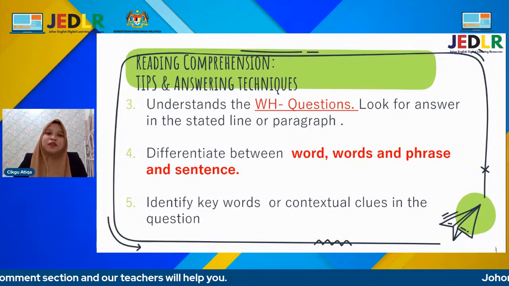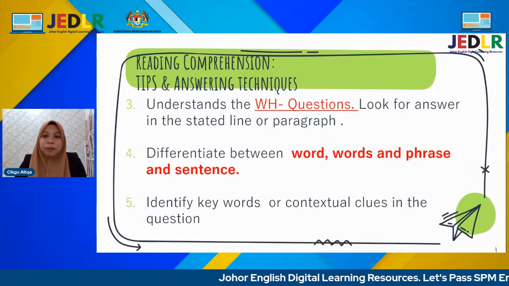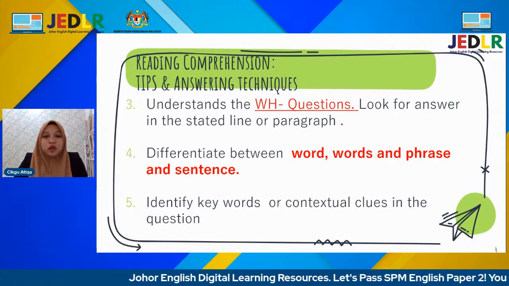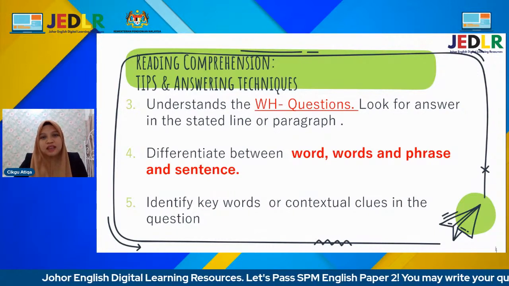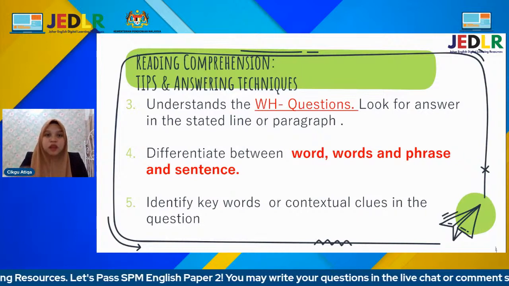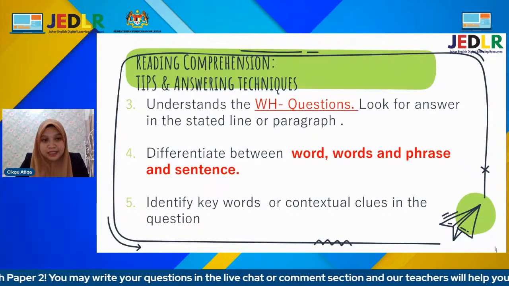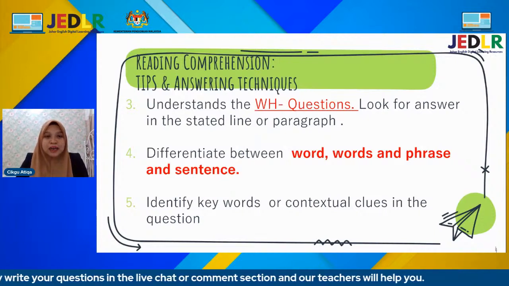And then after you look at the WH questions, you need to look for the answer in the stated line or paragraph. They normally will state where in the text, where in the paragraph or line, that you need to find the answers. Paragraph means perenggan and line means baris.